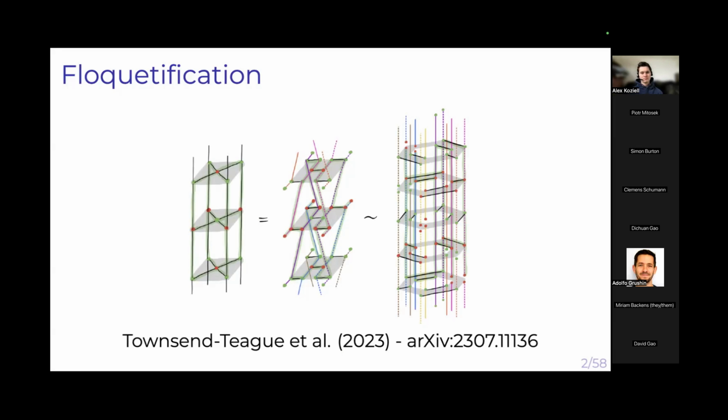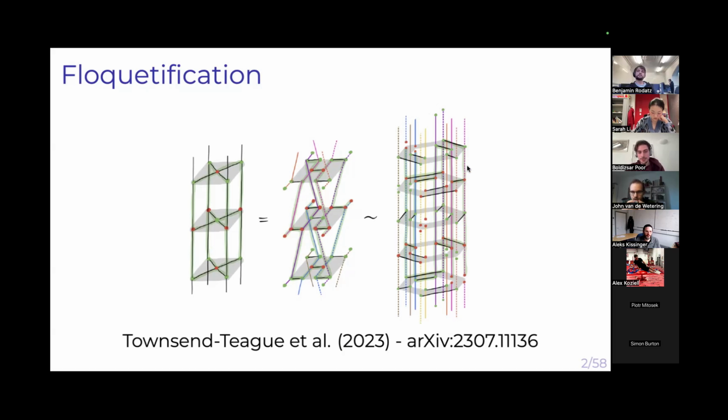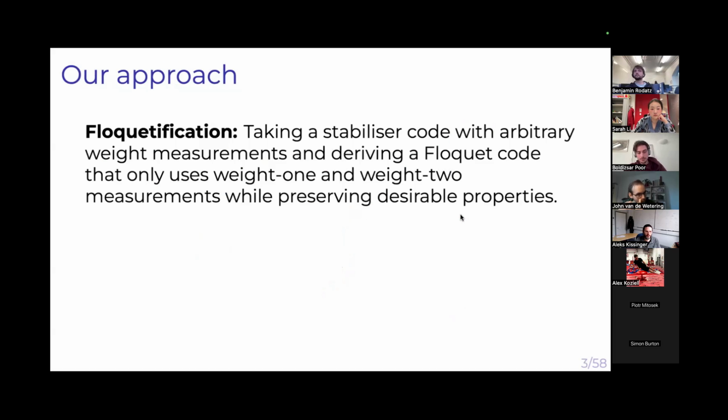So what they did is they had some kind of specification of a quantum error correcting code. They did some kind of ZX rewrites in a smart way, and what they ended up with is a Floquet code. And we are doing something very similar, but we are going to be a touch more general in that we are going to be talking about stabilizer codes.